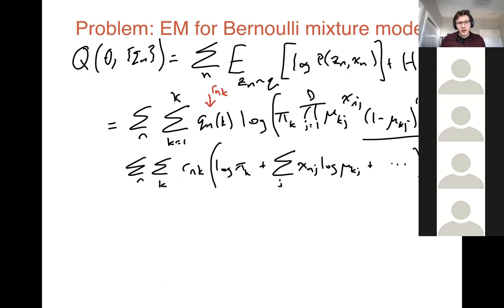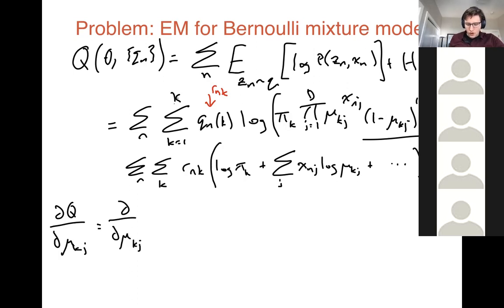Okay, so last step is we need our M step. So we need to take the derivative of our Q function and set it to 0. So let's do that. Partial derivative of Q with respect to mu kj equals, well, let's simplify a bit. This is going to be the partial derivative of the following thing, again, with respect to mu kj. A bunch of these terms are going to go away. So first thing, we're going to keep our sum over n.